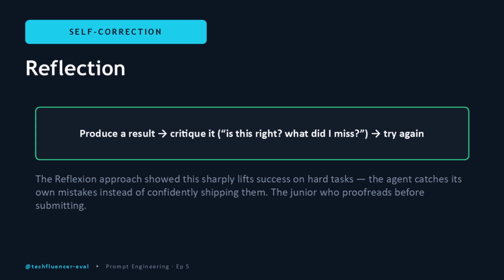The reflection research showed this can sharply improve success on hard tasks because the agent catches its own mistakes instead of confidently shipping them. It's the difference between a junior who hands in the first draft and one who proofreads before submitting. Self-correction is a quiet superpower.